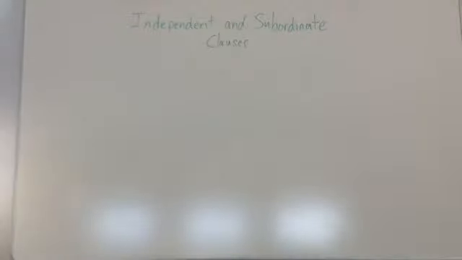A subordinate clause has a subject and predicate, like the independent clause, but cannot stand alone as a sentence because it does not express a complete thought. A subordinate clause must be combined with an independent clause to make a sentence.